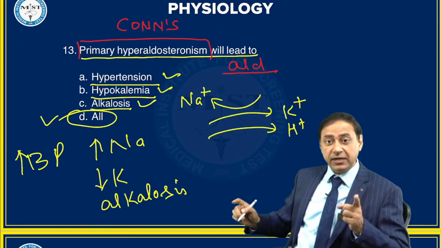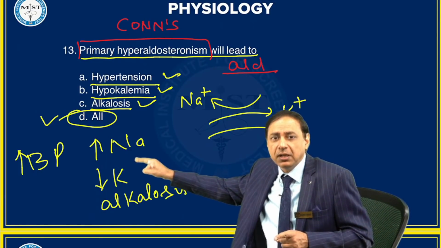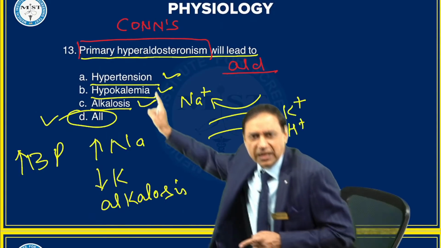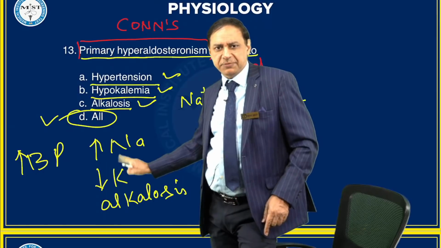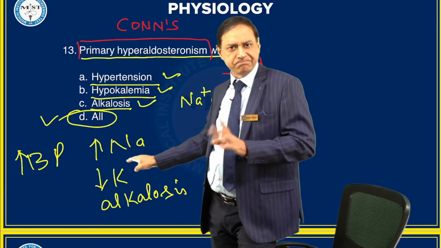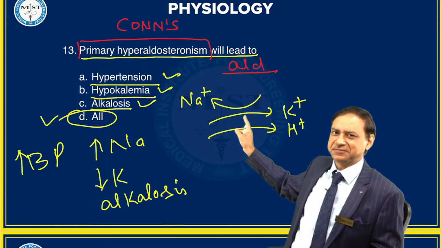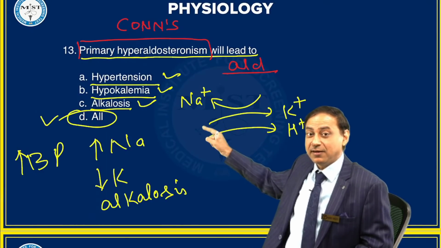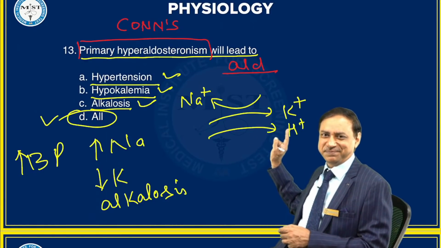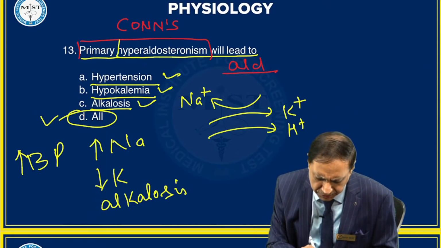In hypoaldosteronism, you have to reverse this. There will be hypotension, hyperkalemia, and acidosis. So just try to remember the function of aldosterone. Sodium in, potassium out. H+ is also out.